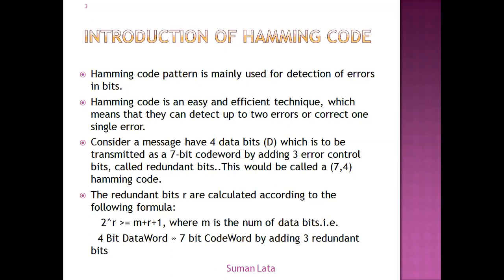as a 7-bit code word by adding 3 error control bits called redundant bits. This would be called a 7,4 Hamming code, where 7 is the code word and 4 is the data word. The redundant bits are calculated according to the following formula, where 2 to the power r is greater than or equal to m plus r plus 1, where m is the number of the data bits. It means for 4-bit data word, we need a 7-bit code word by adding 3 redundant bits.